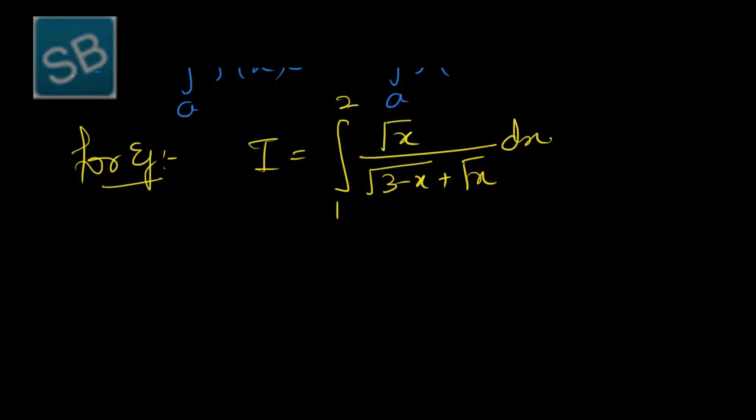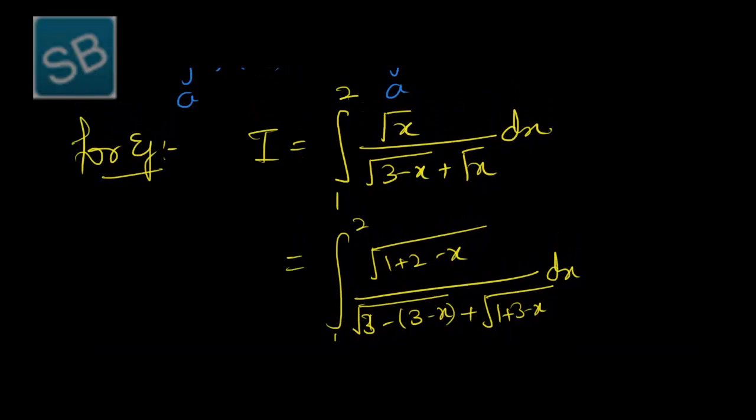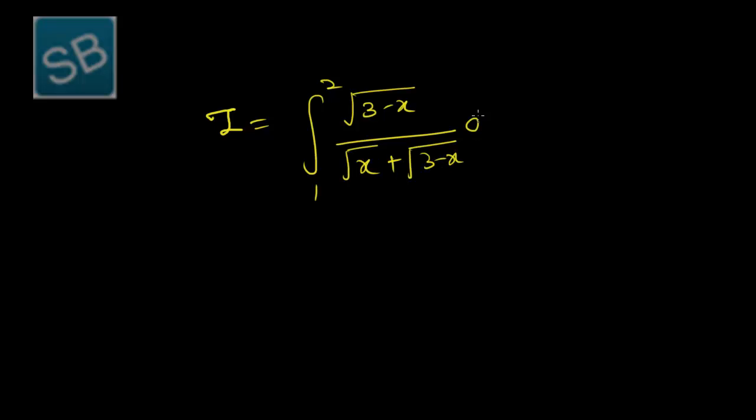We are applying the theorem. So I becomes the integral from 1 to 2, replacing x by a + b - x, that is, under root (3 - x) over under root (3 - x) plus under root x, dx.